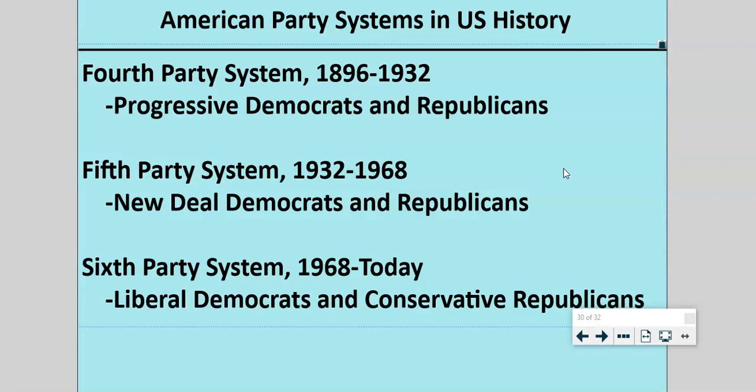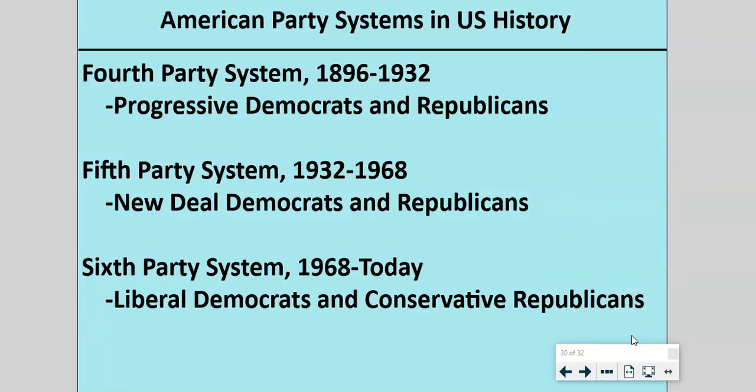All right. Now, the sixth party system starts in 1968 with the election of Richard Nixon. This is when we start to really get into what we would consider liberal Democrats and conservative Republicans. All right. This is really how we still operate today. So liberal Democrats are going to get their support in more urban America with minorities and with some working class groups. Conservative Republicans are going to get more of their support from rural America, from white America, from older America.